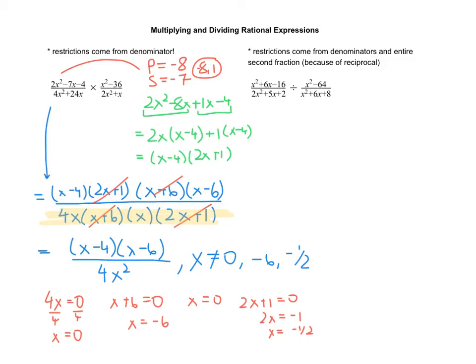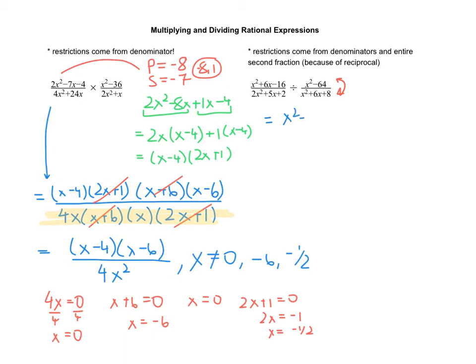Now for dividing, there's one tiny tweak. When you divide fractions, you have to turn the division into multiplication by taking the reciprocal of the second fraction, which means your denominator is now going into the numerator and the original numerator is going into the denominator. So we will actually have more restrictions, but we'll deal with that in a little bit. But for now, let's take the reciprocal of the second fraction to turn that division into multiplication.